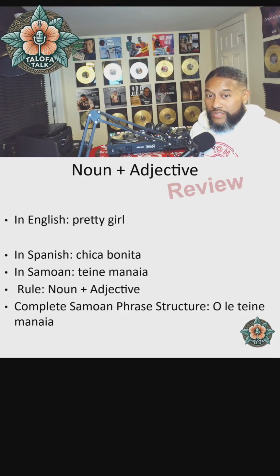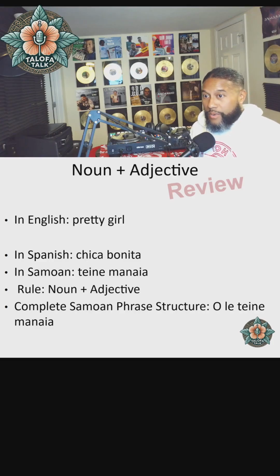Tene Aulelei. Aulelei is going to be beautiful or pretty, right? I use Manaia because of that song. Tene Manaia means pretty girl. Since people understand that, I use that word. But yes, Tene Aulelei is probably more fitting. The whole point is that the word that describes it is going to come after the noun. So noun and then the adjective.